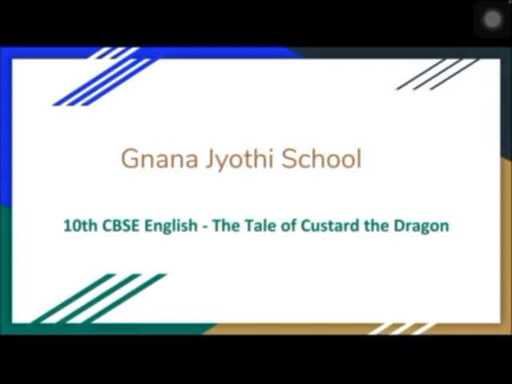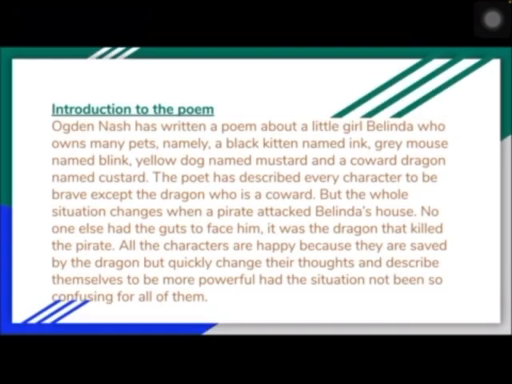It's a humorous ballad close to a parody, children. See now, it's written by Ogden Nash. He has written a poem about a little girl, Belinda, who owns many pets, children, namely a black kitten named Ink, a grey mouse named Blink, a yellow dog named Mustard, and a dragon named Custard. So the poet has described every character to be brave except the dragon, who is a coward.